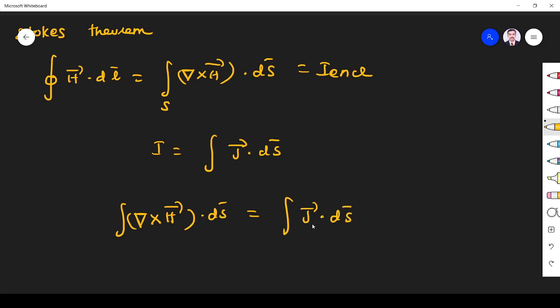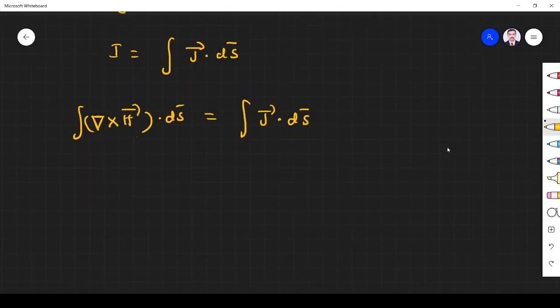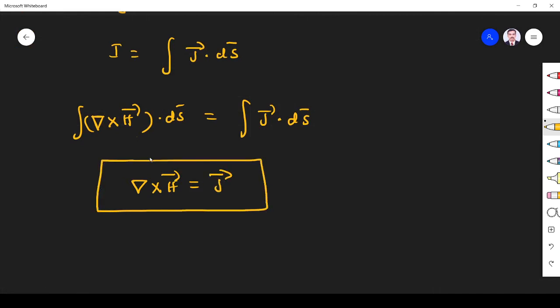Now both are surface integrals and both are equal, which means this del cross H must be equal to J. So that is current density. So del cross H is equal to J. This is what we call the point form or differential form of Ampere's circuital law. You see here the beautiful concept.